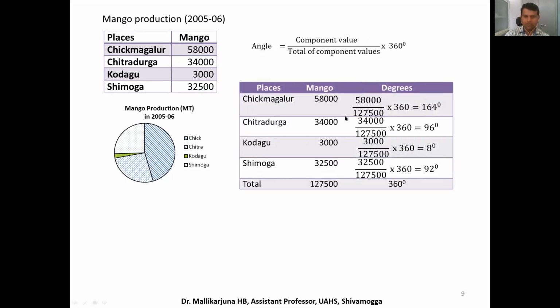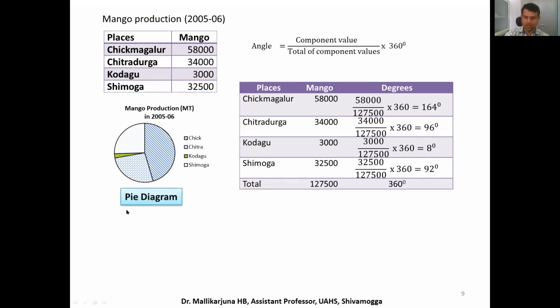From this table, we can observe Chikmagalur 58,000, we converted to 58,000 divided by 1,27,500, which is the total of all these: 58,000 plus 34,000 plus 3,000 plus 32,500. The whole thing is 1,27,500 into 360 degrees. This becomes 164 degrees. So 164 degrees, this one. Chikmagalur is 164 degrees. Like this, Chitradurga, the volume can be converted to degrees: 96 degrees, Kodagu 8 degrees, Shimoga 92 degrees. In this way, we can have the diagram.